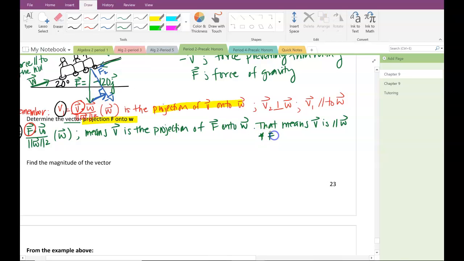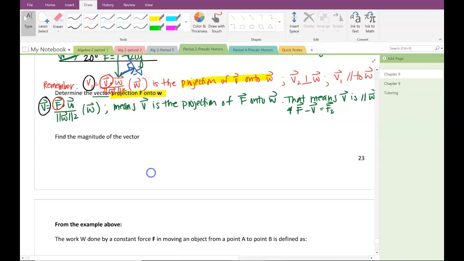You can take F1, you can take F or F1, since we didn't have F1 minus V to give us F2. Some of the questions in your homework will ask for perpendicular force, so that will give you that. This one doesn't. Okay, so let's find V. Ready? Let's do the dot product.